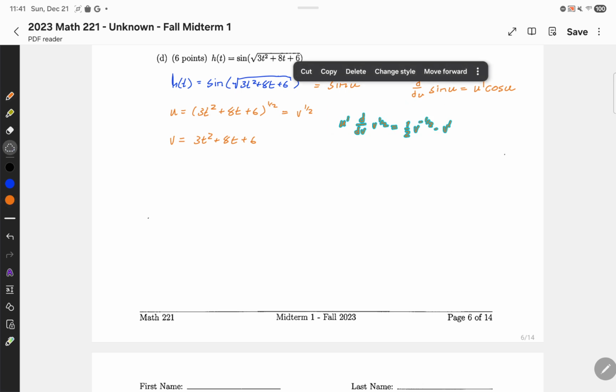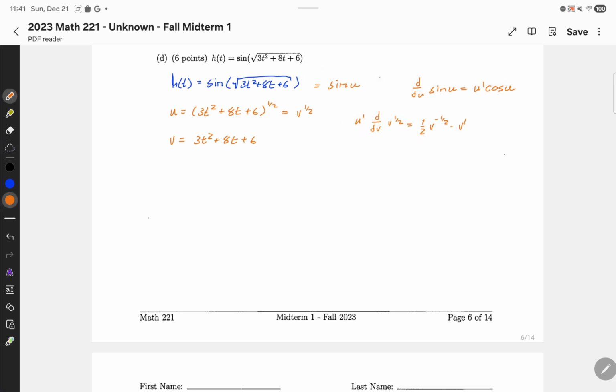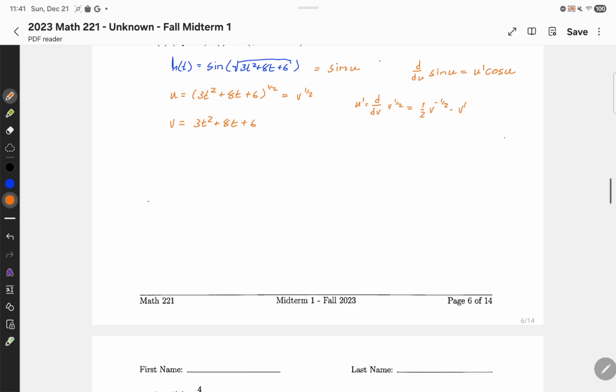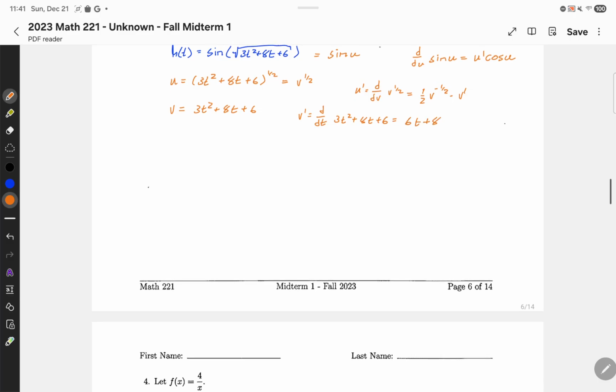Go ahead and move this over just a bit so you have some space. And so now let's find v prime. Well, v prime is going to be done with respect to t, right? And so let's take the derivative with respect to t. This is v prime of 3t squared plus 8t plus 6, which is going to be equal to 6t plus 8, the derivative of 6 is just 0.